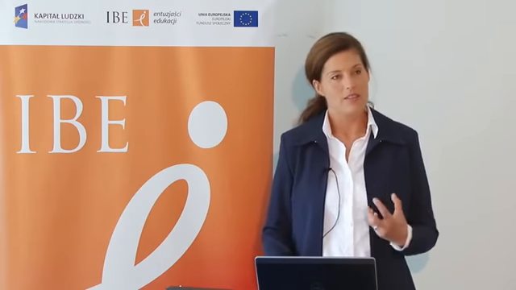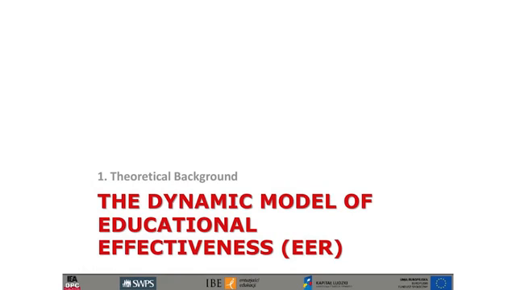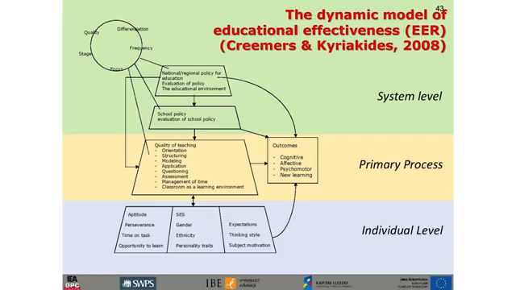And as you will see in a minute, this is really a huge model with a lot of assumptions. And one of the challenges of this model is, of course, its empirical application. So then this is the dynamic model of educational effectiveness, the ultimate description of the reality, which considers the system level, the primary process, which is mainly focused on the classroom, and the individual level. And as you see, each of these levels has really a couple of variables included.